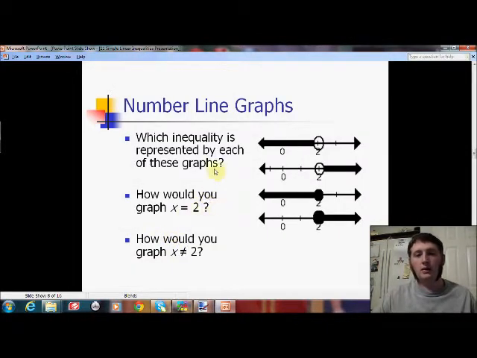So real quick, which inequality is represented by each of these graphs? This is an open endpoint at 2 that is pointing to the left. So this is x is less than 2.